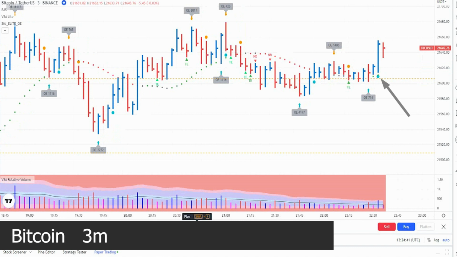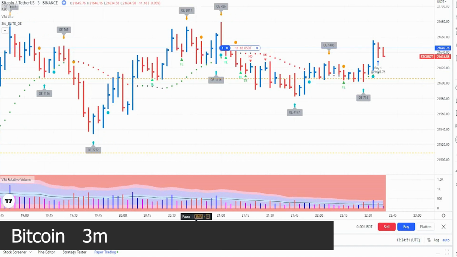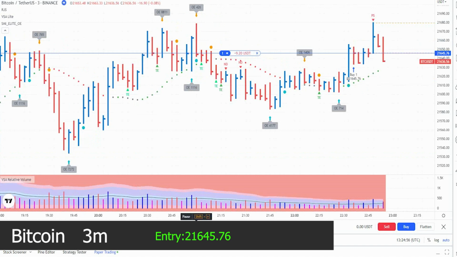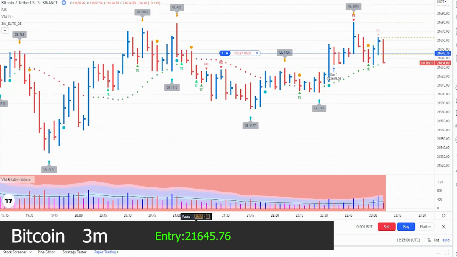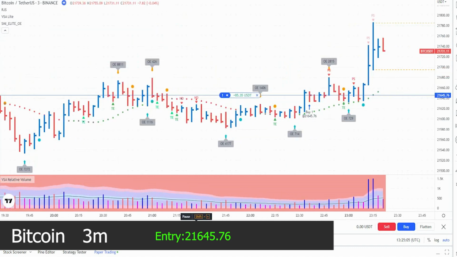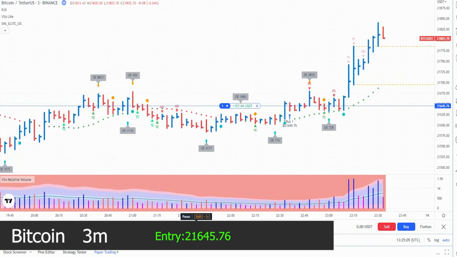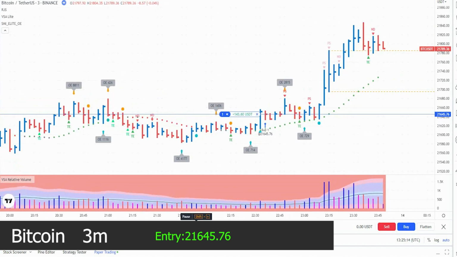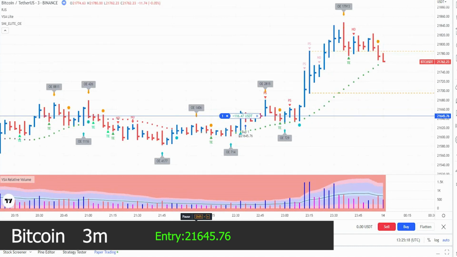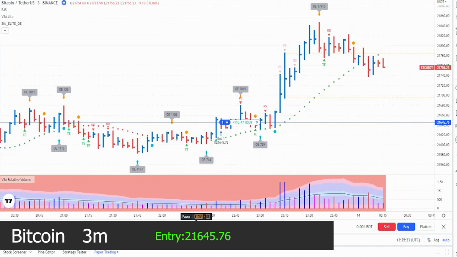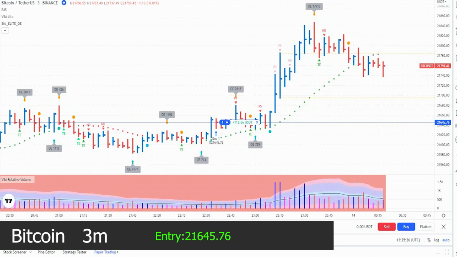Then an SMI confirmation dot appears on the next bar. Then the short-term trend dots change to green. We entered the trade on the following bar with a buy order at 21645. All the time the short-term trend dots are green, we stay in the trade. Finally, on the first red dot, we exit the trade at 21759.